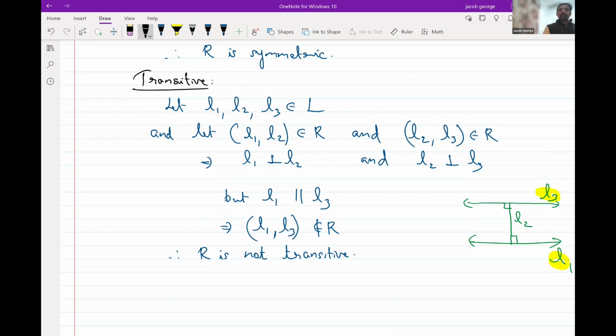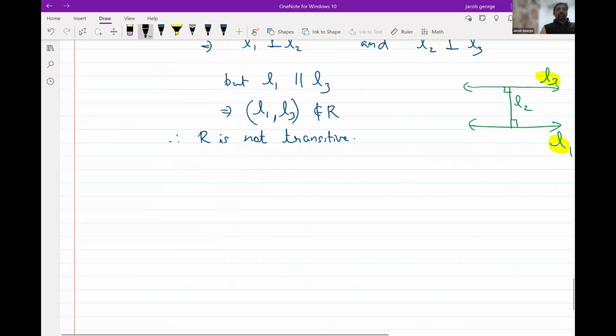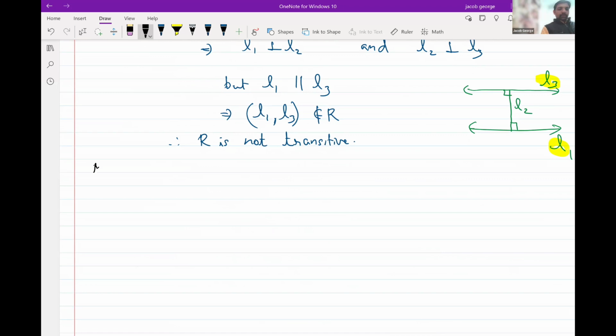Next is a very important question for MCQ. Right, an MCQ in between.